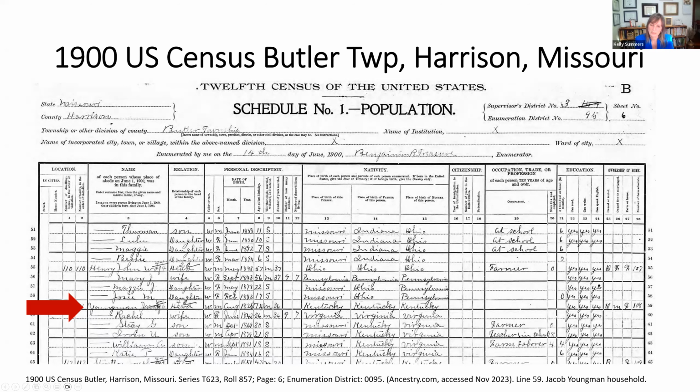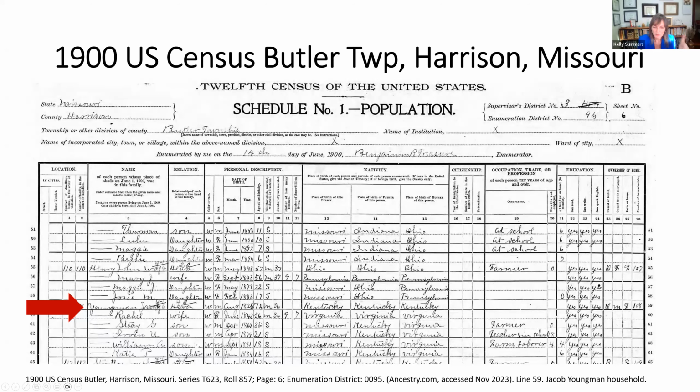He was born in Kentucky, and both of his parents were born in Kentucky. His wife, her name is Rachel. She was born in June 1843, and she's 56. Now, you can see that the age difference there is pretty large.